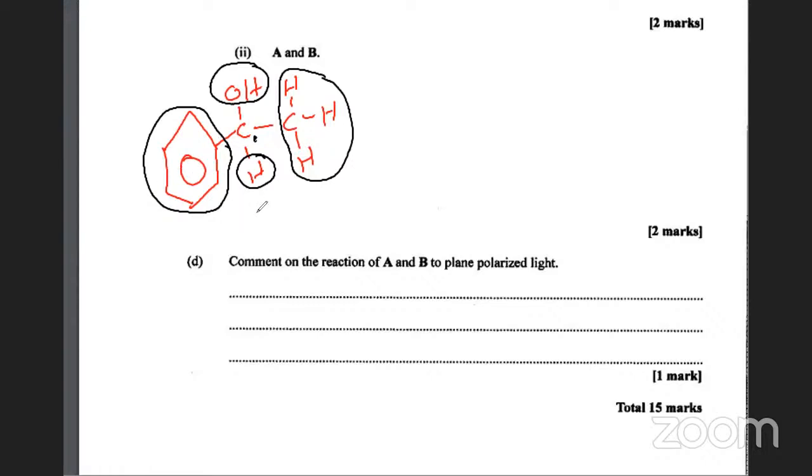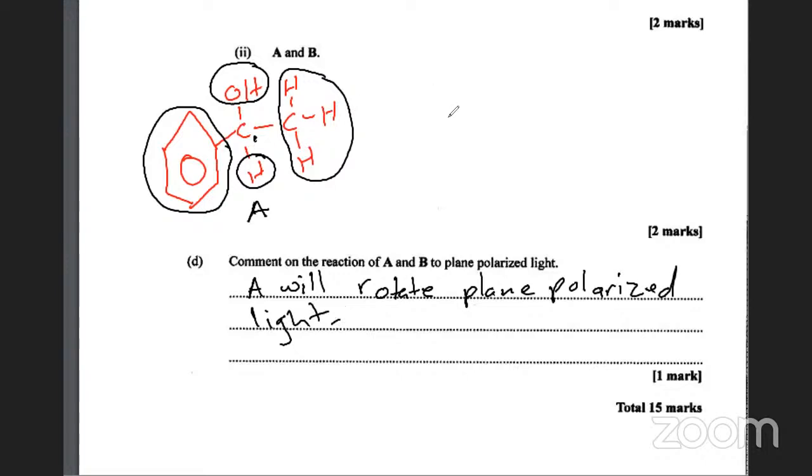So if we had called this compound A, then we would say A will rotate plane polarized light. Did not ask for any explanation, it is just a comment on the reaction, right? So A will rotate plane polarized light. All right, draw B quickly.